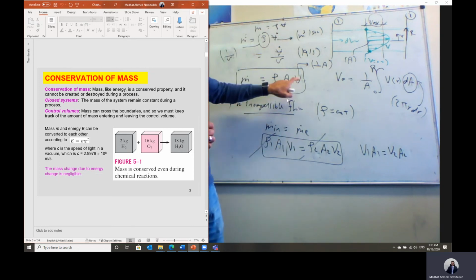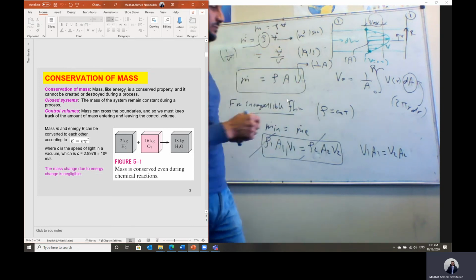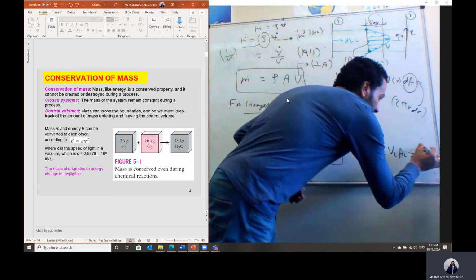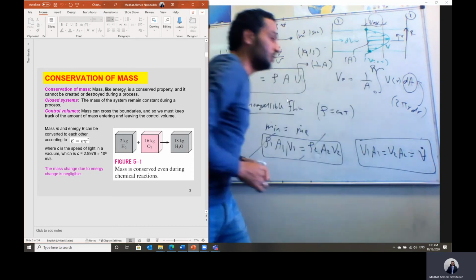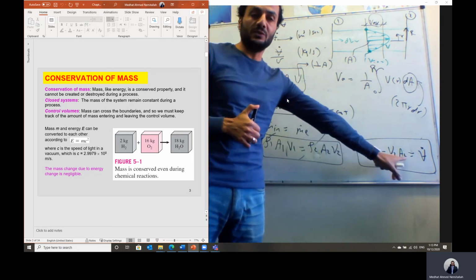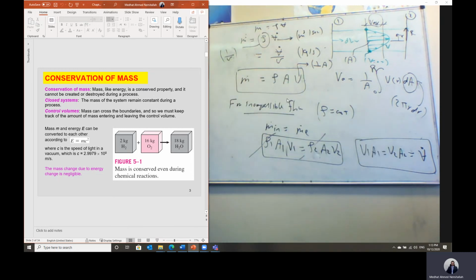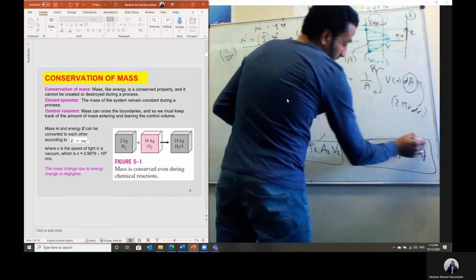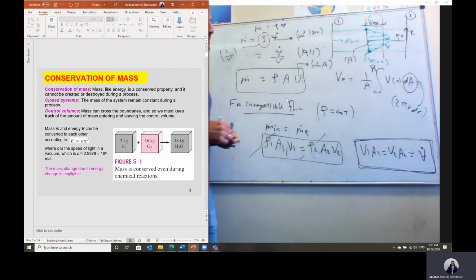And the velocity times area is what we call the volumetric flow rate. So in this case, the volumetric flow rate is also constant. The volumetric flow rate at the inlet section is the same as the volumetric flow rate at the outlet section, similar to the mass flow rate at the inlet section being the same as the mass flow rate at the outlet. But we cannot say that for an incompressible substance the volumetric flow rate is conserved.